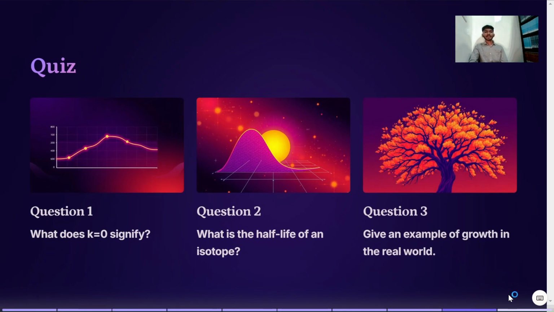Before we finish, let's think about what we have learned. Here are some quick questions for you. What does k equal to 0 signify in the growth and decay formula? What is the half-life of an isotope? Can you name a real-world scenario where exponential decay is observed?